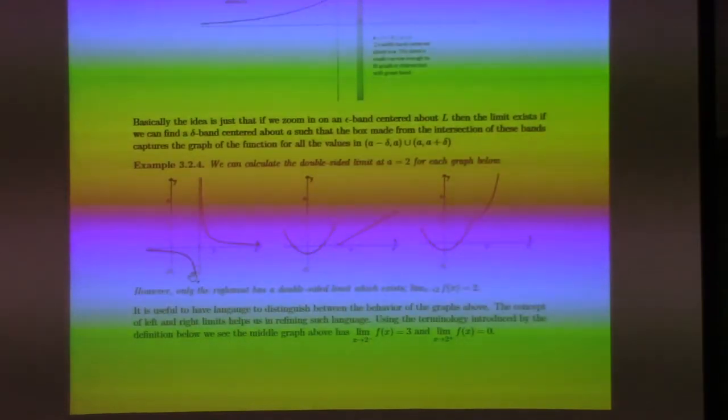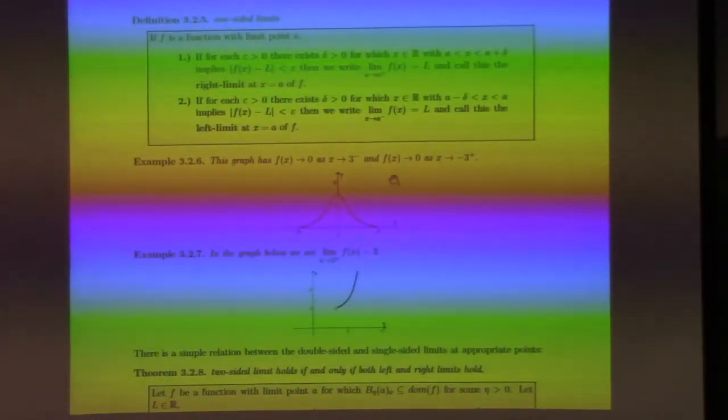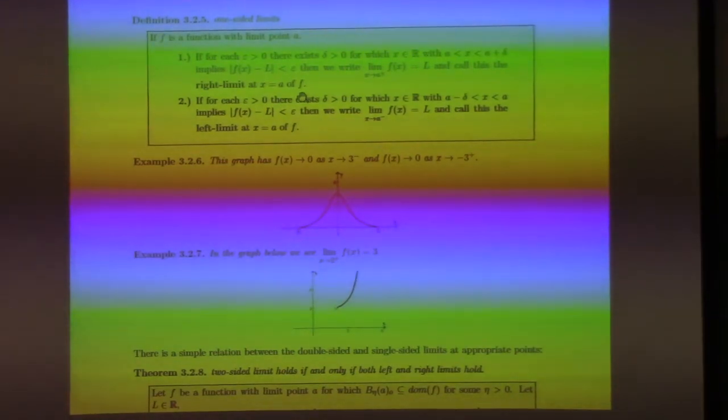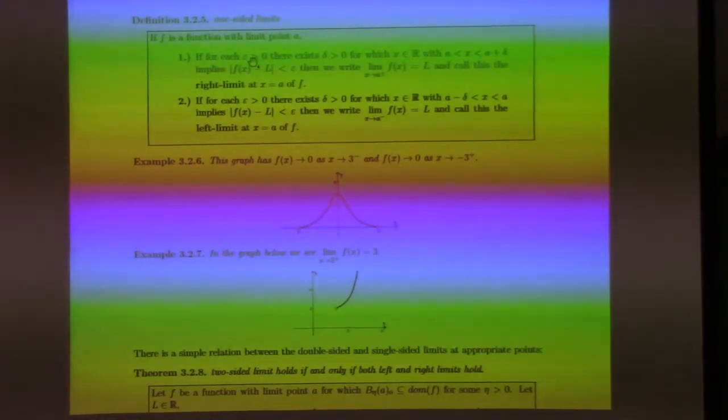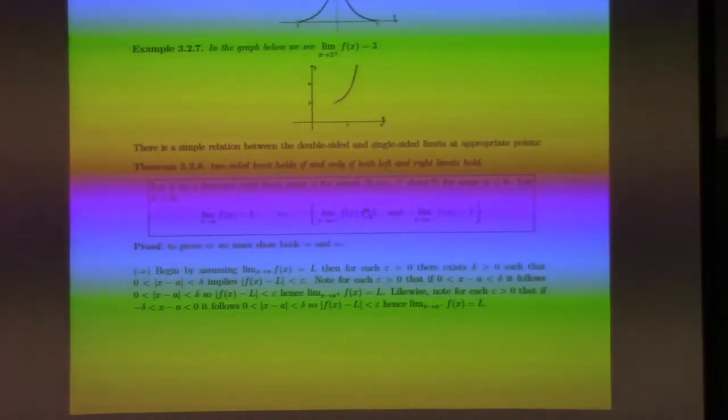Here's some examples of limits, right? So I tried to do things like that in here. Here's that definition of the one-sided limit I mentioned, all right? So these are the notes. I also have, for example, here's the proof.